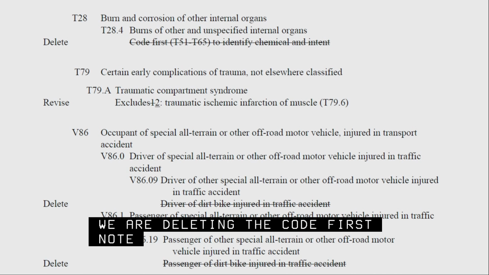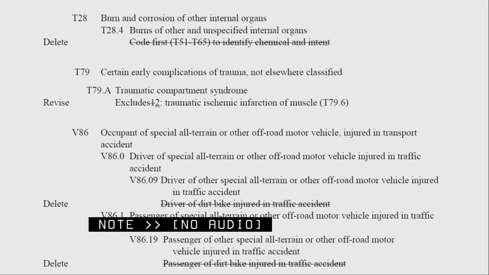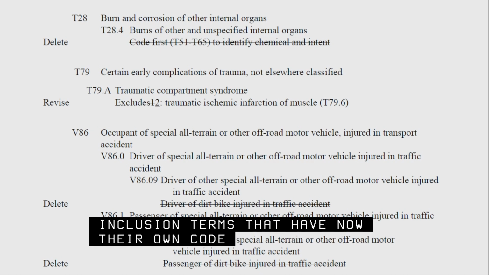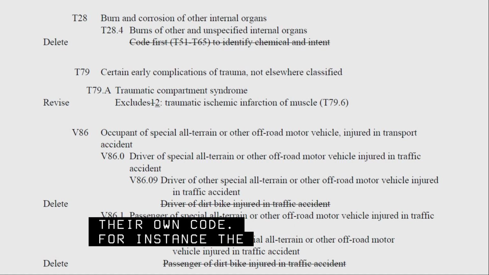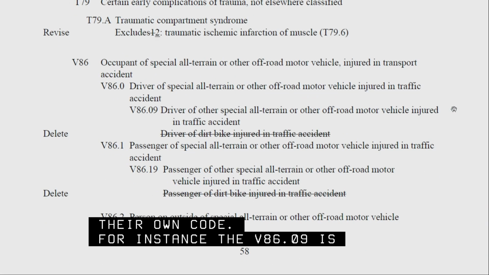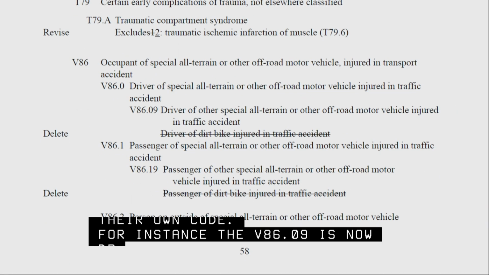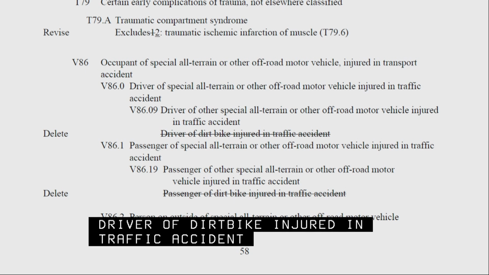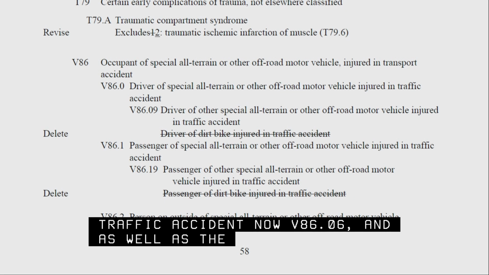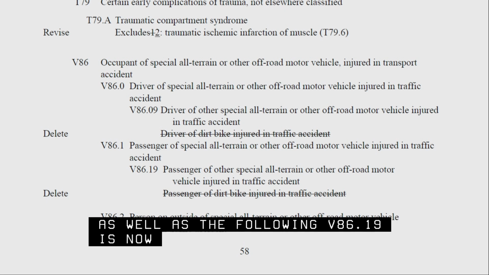At V86, we're deleting various inclusion terms that now have their own code, for instance, V86.09, driver of dirt bike injured in traffic accident, is now V86.06, as well as the following, V86.19 is now .16, and so on and so forth. So we wanted to make sure that was corrected.